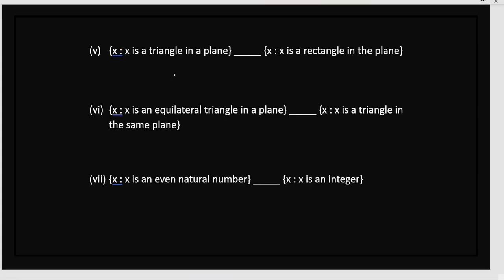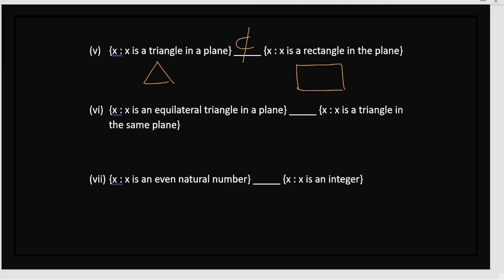So the fifth one, x is such that x is a triangle in a plane, x is a rectangle in the same plane. See, a triangle is enclosing 3 sides, a rectangle is enclosing 4 sides. Definitely this family doesn't belong to this. So triangles are not a subset of rectangles in the same plane, the second set.